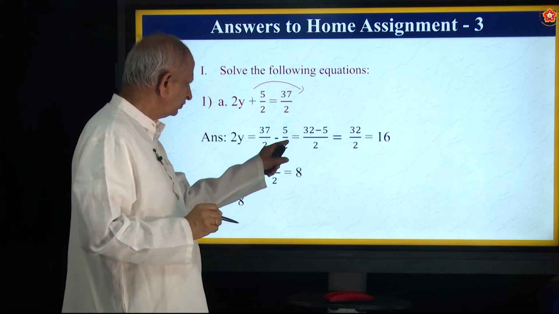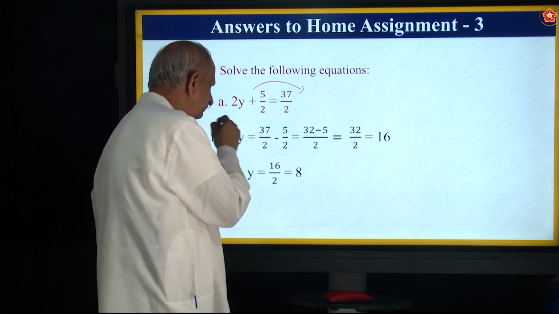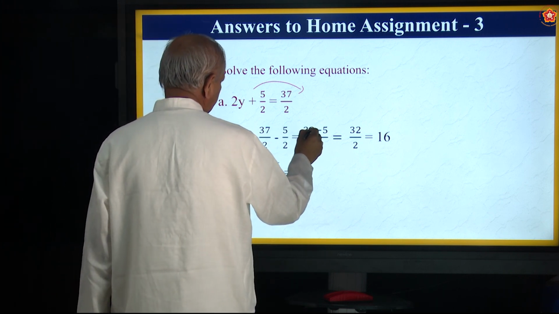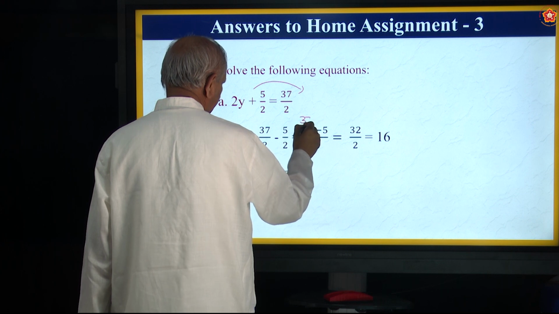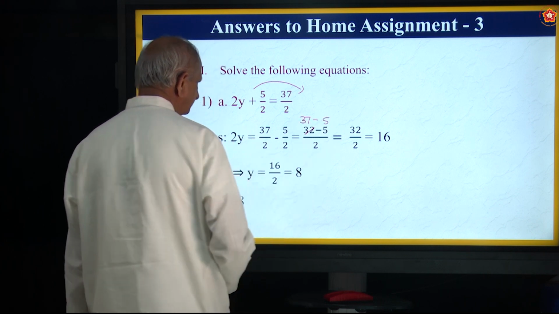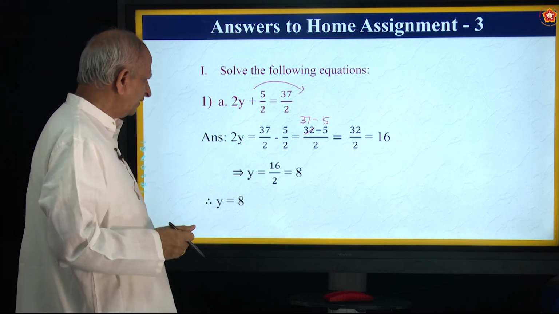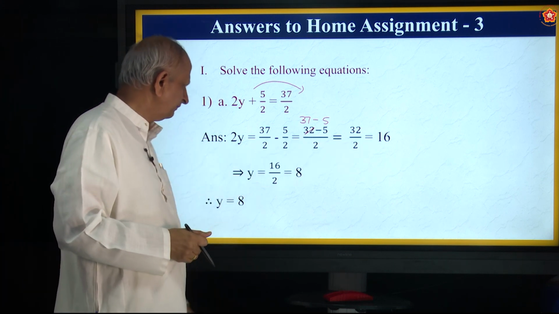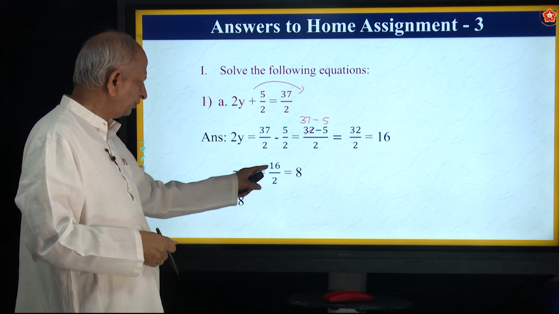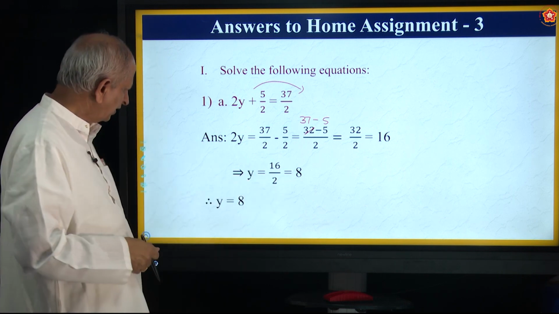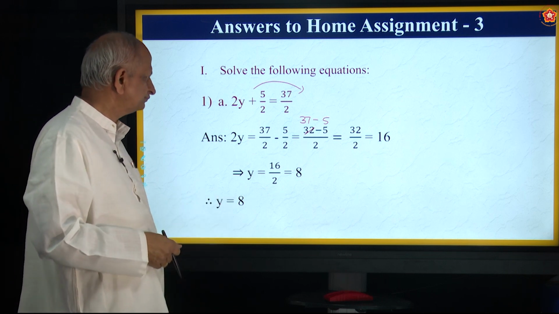LCM is 2. On the numerator you have 37 minus 5, it is not 32, it is 37 minus 5 that becomes 32. So 32 by 2 is equal to 16. So y is equal to 16 by 2, that is 8. So the answer is y is equal to 8.